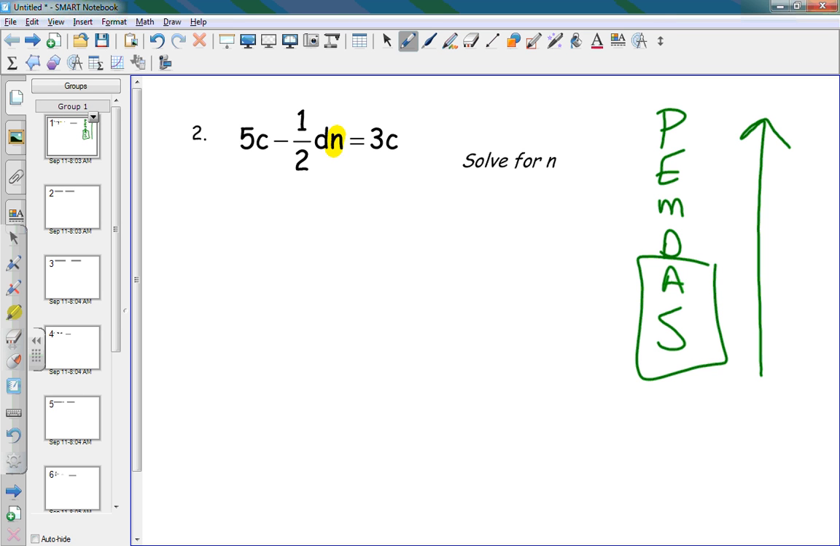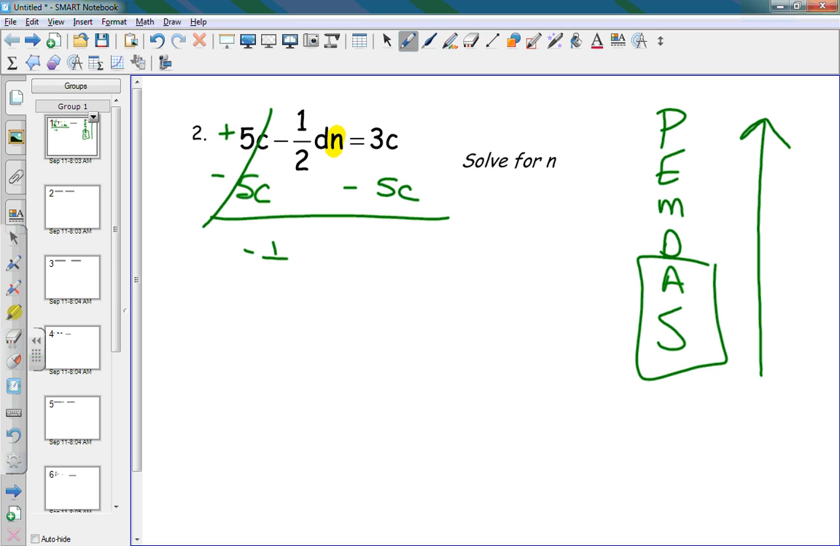So what's attached to the letter n? How is that attached to it? 1/2 is attached by multiplication. Am I supposed to do that first, or am I supposed to do what's attached by addition or subtraction? Oh, how's the 5c attached? It is a positive 5c, correct? So how do I take it over to the other side? Subtract 5c. So I'm going to subtract 5c from both sides.